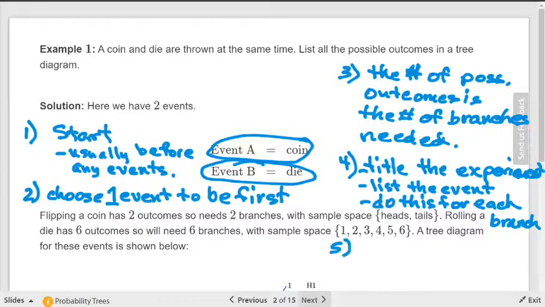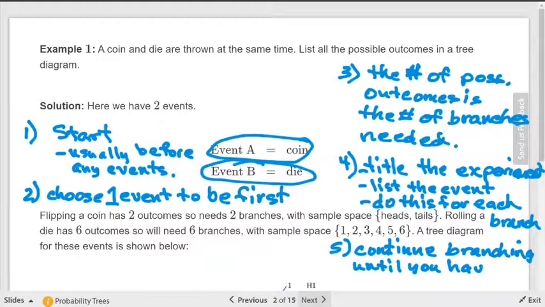Then you'll simply continue the branching until you have every possibility. Now think about branching. That means it's going to branch off from something that's happened before, right? If you have a branch coming off the tree, then there'll be other branches that come off of that branch, right? So don't go back to the beginning. You're going to continue branching out until you have a branch that shows every experiment that you need.